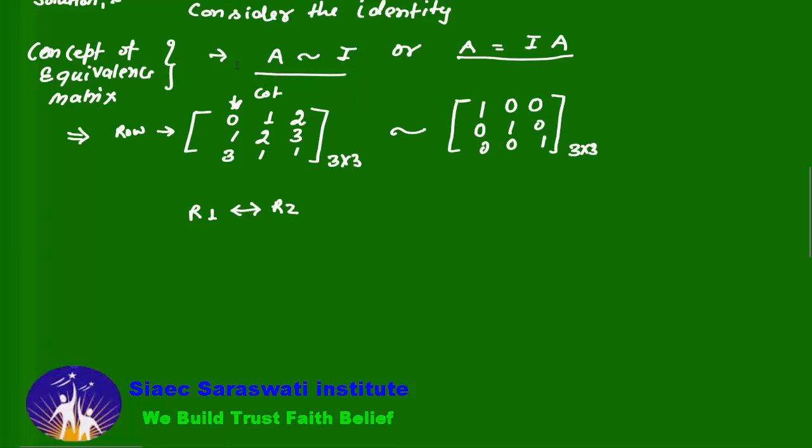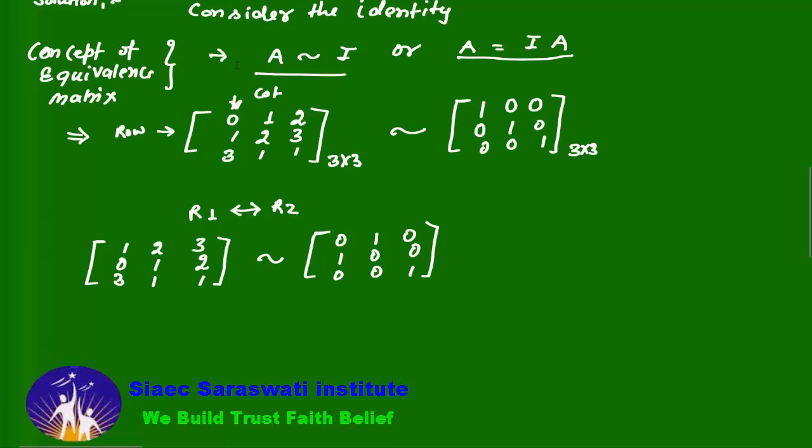ओके, सो इसको जो आप इंटरचेंज करेंगे, सो योर मैट्रिक्स विल बी 1 2 3 and 0 1 2 and 3 1 1. Okay, and equivalence to this matrix that will be 0 1 0 and 1 0 0 and 0 0 1. Okay, now the next target is to reduce this 3.